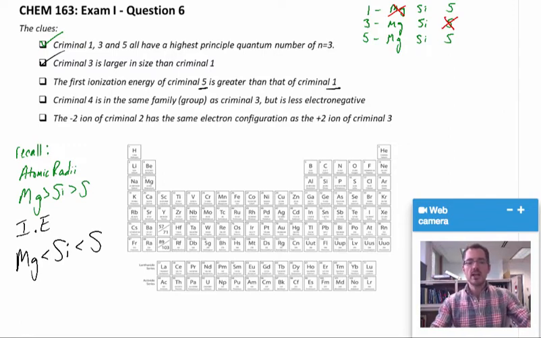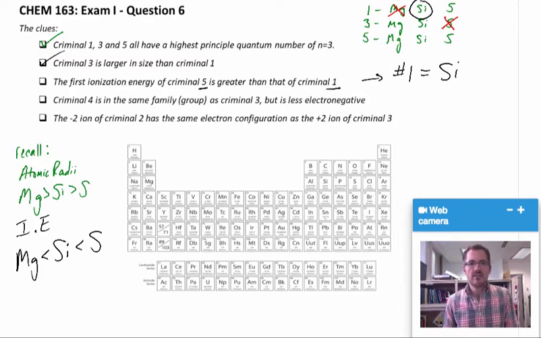So from this information, we can start removing some more options, because I know that magnesium can never be criminal number 1. The only other options I have here: I know that sulfur is greater than silicon, so which is true? The first ionization of 5 is greater than that of 1. Because sulfur is greater than silicon and magnesium, we know magnesium can't be 1, so we now know from this information element number 1 has to be silicon, because of the way that this breaks down.